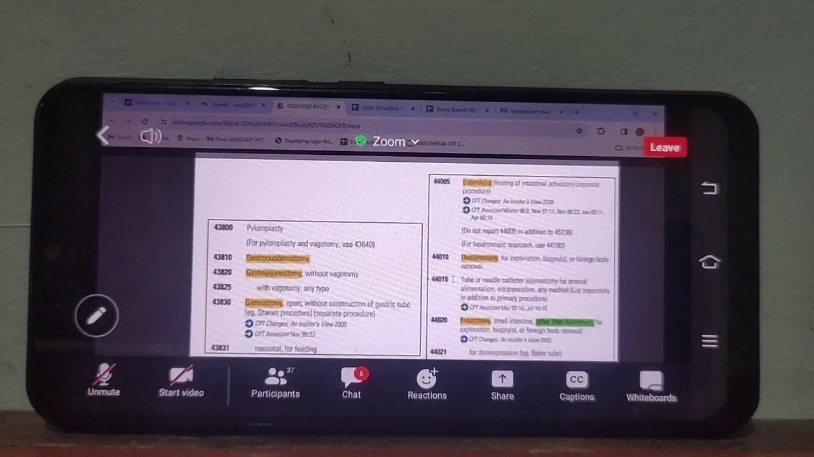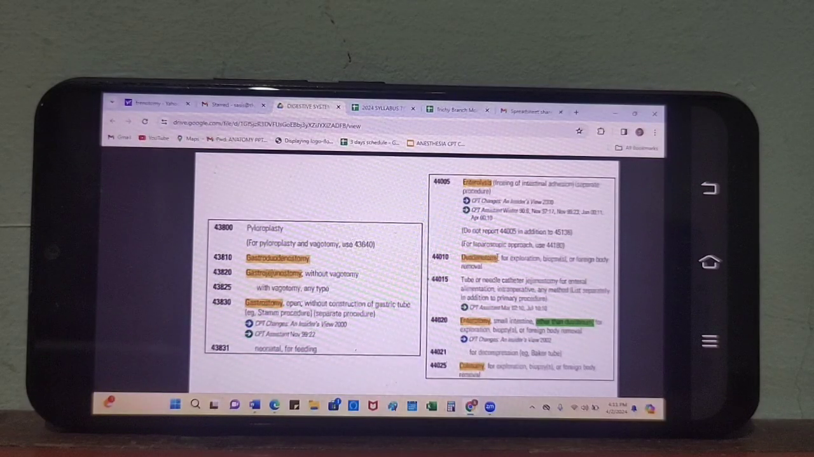Enterotomy. Entero means small intestine. The surgeon makes a cut on the small intestine other than the duodenum, because we have a code for the duodenum separately, 44010. So other than the duodenum, meaning jejunum or ileum, go for 44020 for exploration, biopsy, foreign body removal. For decompression, 44021.